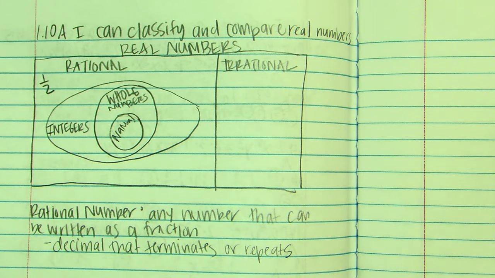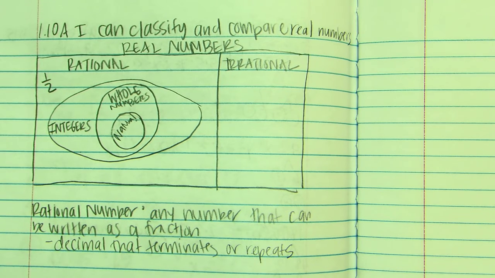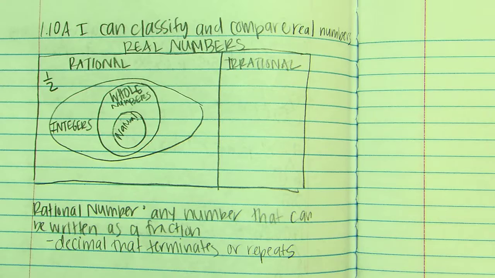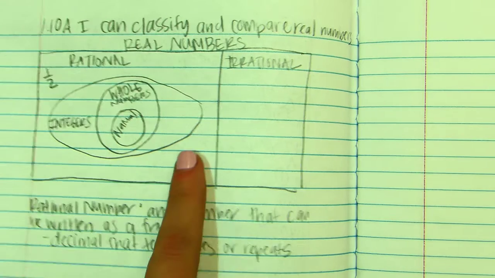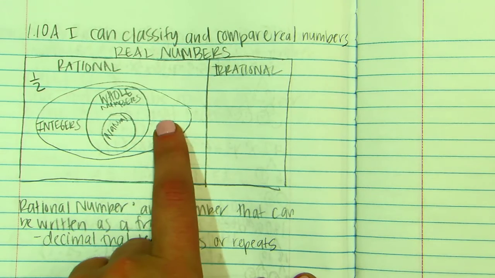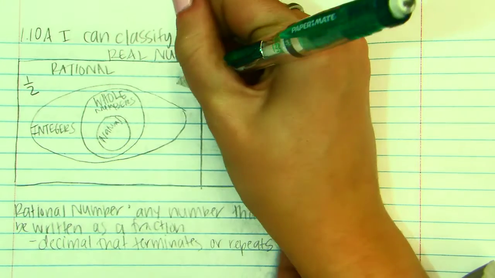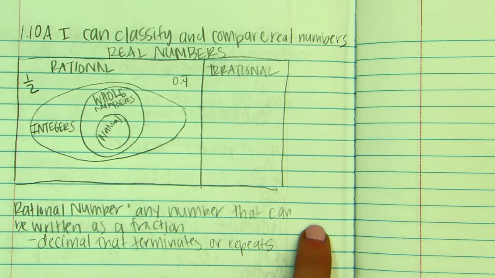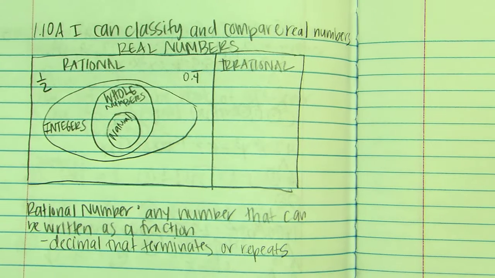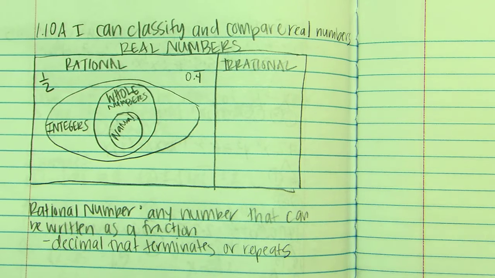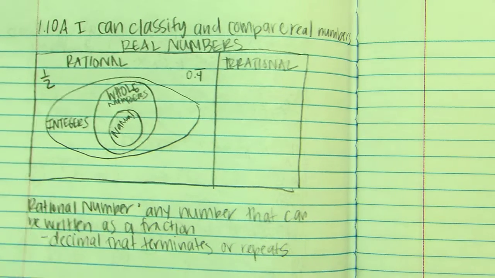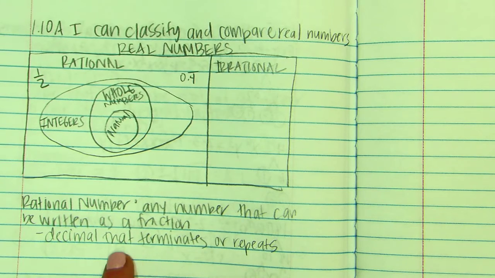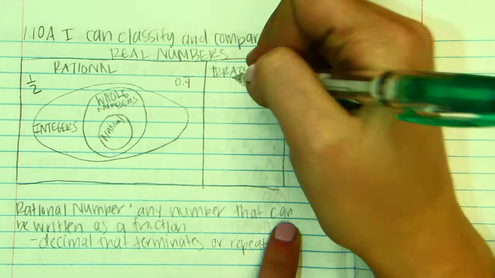What about 0.4 repeating? 0.4 repeating is 4/9, so that can be written as a fraction, so it's rational. Is it an integer though? Nope, because it can't be written without a fractional component. So 0.4 repeating is going to stay outside in the rational category. Okay, what about pi? Pi is a decimal that never repeats and never ends, so if it doesn't fit in that category, it's going to be irrational. Pi is an irrational number.